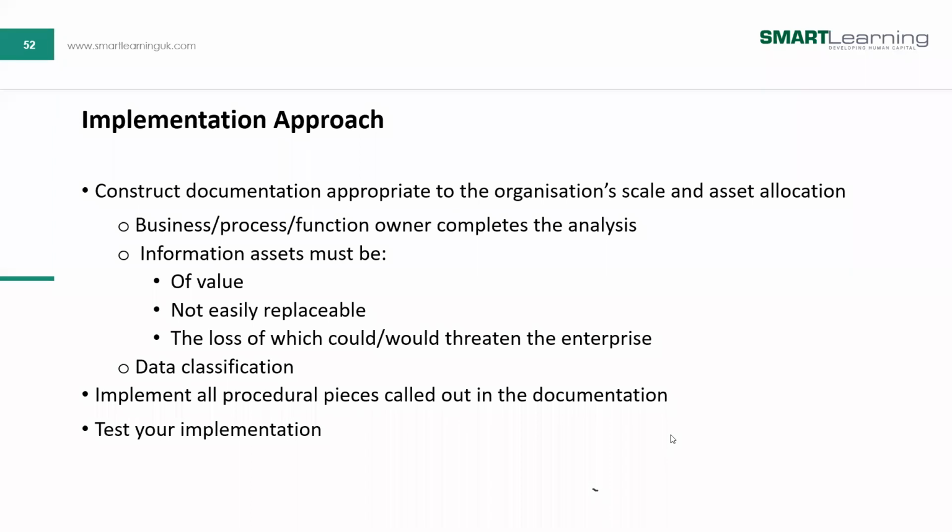So you can do it in terms of key processes. You can do it systematically throughout the whole business using a well-known method. You can do it by integrating it into your existing processes. So rather than creating new processes, you can simply integrate it into your existing processes. So you can implement all your procedural pieces called out in the documentation. And of course, you have to check your implementation in steps, in several layers.